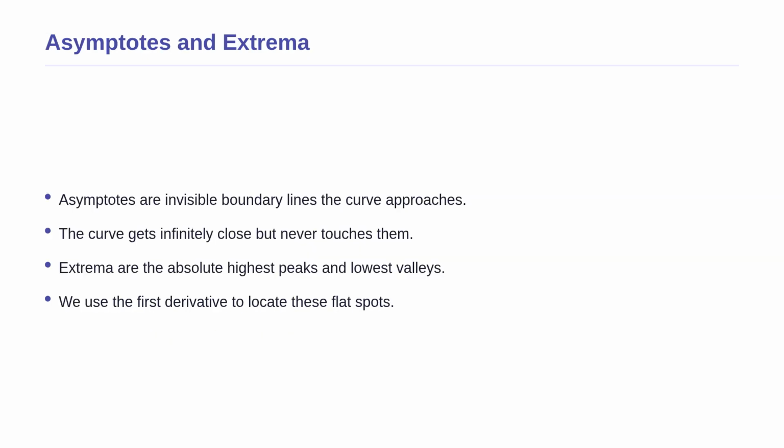Having covered symmetry, we must now look at our next set of landmarks, asymptotes and extrema. Why are these important? Because they define the extreme limits of our map. Asymptotes are invisible boundary lines that the curve gets infinitely close to but never actually touches. They tell us the long-term behavior of the curve as it travels infinitely far away. Extrema, on the other hand, are the absolute highest peaks and lowest valleys on the graph. To find these peaks and valleys, we use the first derivative from calculus, which tells us exactly where the slope of the hill is perfectly flat.